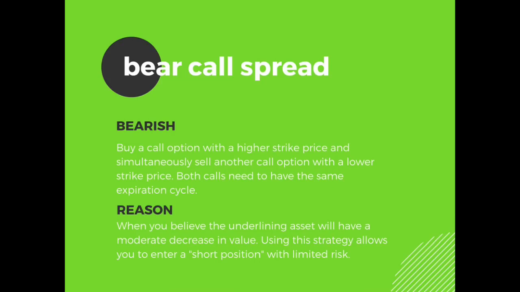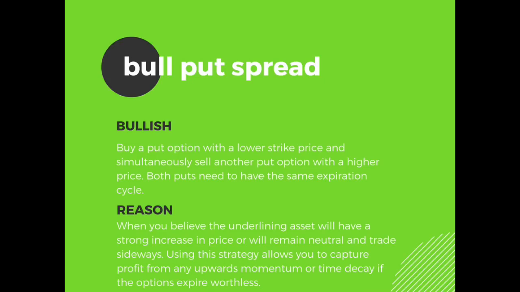So using the bear call spread strategy allows us to enter into a short position while at the same time limiting our risk. The bull put spread is a bullish to neutral position. Now, in order to set up this one, the trader needs to buy a put option with a lower strike price, at the same time selling another put option with a higher strike price. Again, these share the same expiration date as well. Now, the reason why we would want to do this is because we believe that the underlying asset or stock is going to have a strong increase in price or is going to remain neutral and trade sideways for a bit.